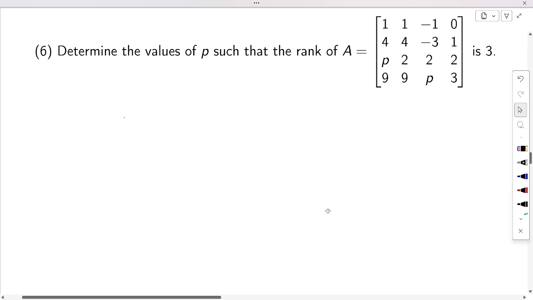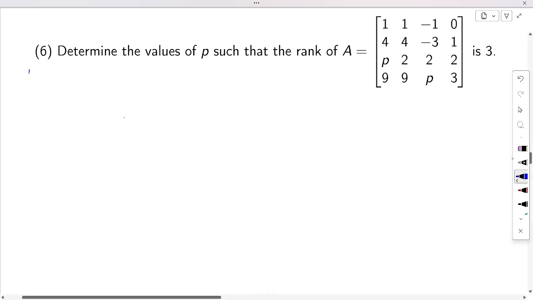So in this problem, we are asked to find the values of p so that the rank of this matrix is 3. Let us try to find the rank of this matrix and we will see what happens. The matrix is given to be this one. We will proceed as we have done in the previous problems.